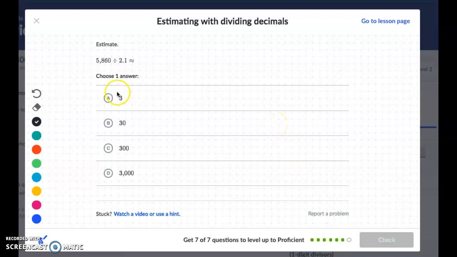5,860 divided by 2.1. Well, I know I'm going to change my 2.1 to a 2. And then my 5,860, I want something that's going to be easy to divide by 2. So I'm going to change that to 6,000. So 6,000 divided by 2 would be 3,000.